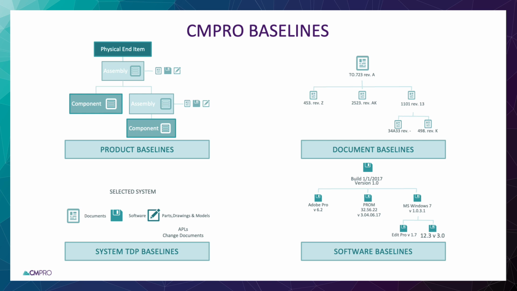The document baseline allows for tracking a collection of documents in a hierarchical format and to perform configuration management on documents. The software baseline allows for tracking a collection of software versions and performing configuration management as required. It can also interface with software tools, such as Git.